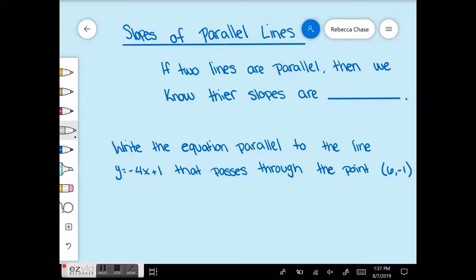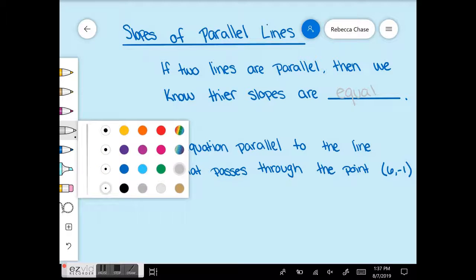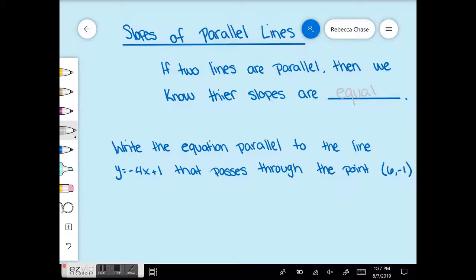So the first rule that we're going to talk about is if two lines are parallel, then we know their slopes are equal, okay? Their slopes are always going to be the same if they are parallel. All right, that'll always happen. That's true. We don't have to prove it. It's already been proven. We just go with it.